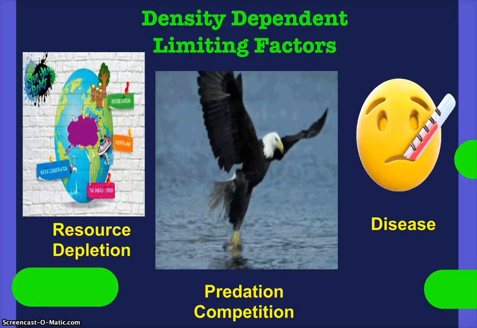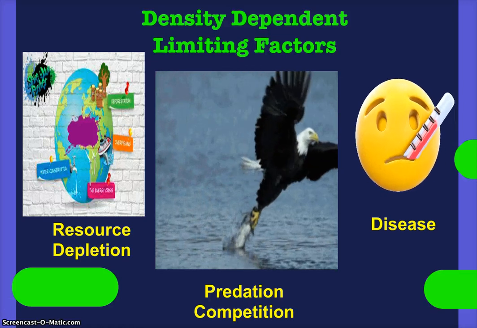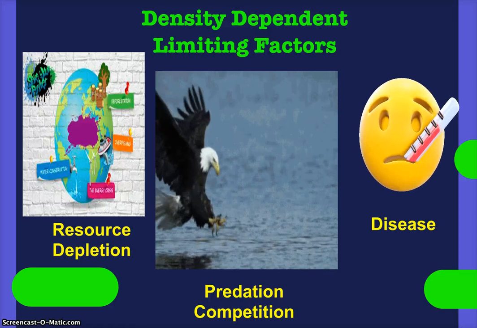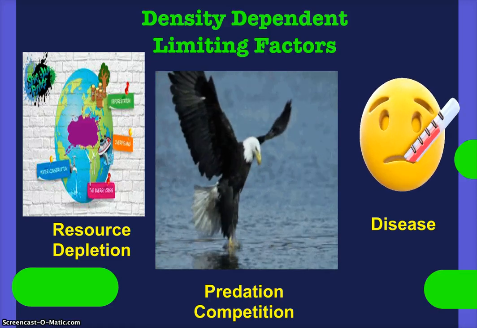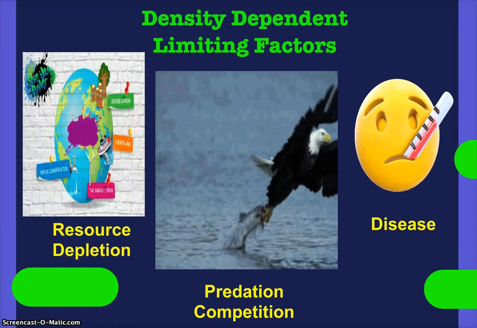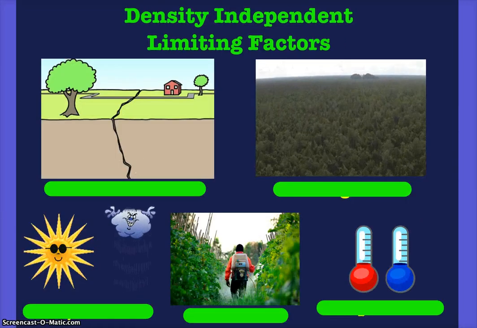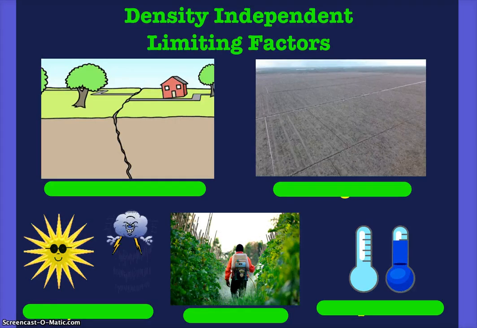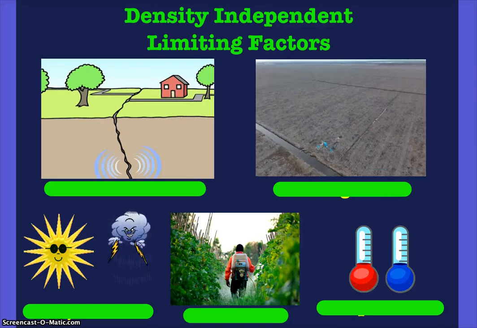Could you be specific and say like human impact, or is that not necessary? So human, you can start with that if you describe that, as a part of resource. Yeah, correct. Okay. And then we've got factors that are not dependent on the population that could drastically cause a decline to the population. What do you think those are?